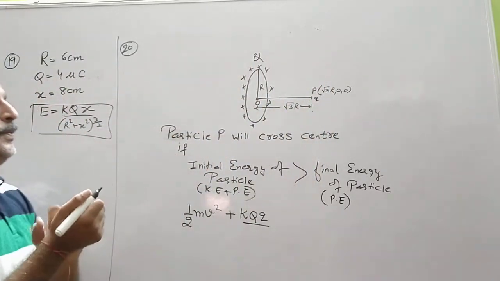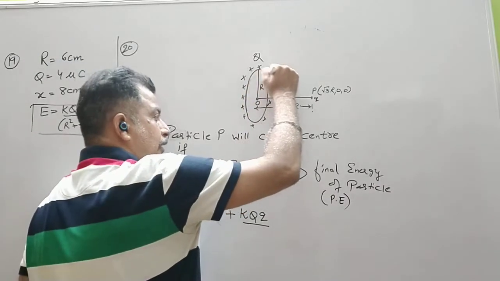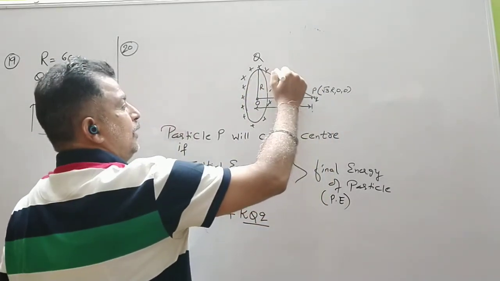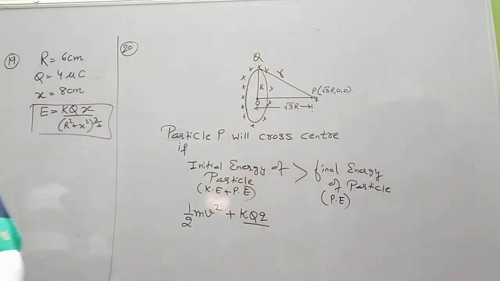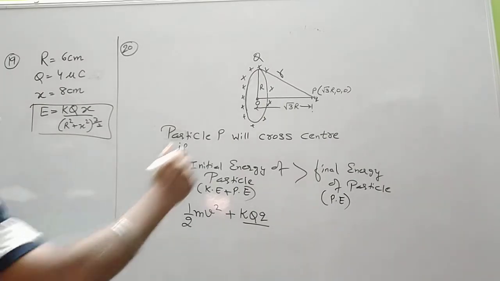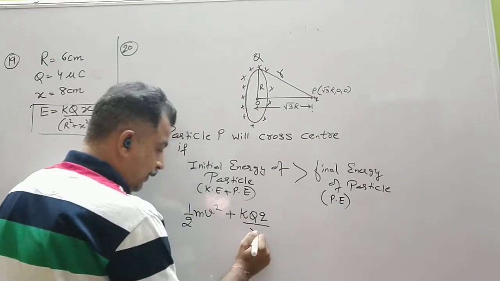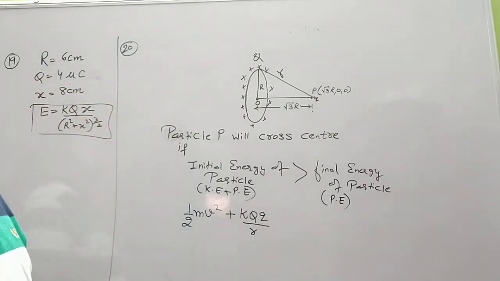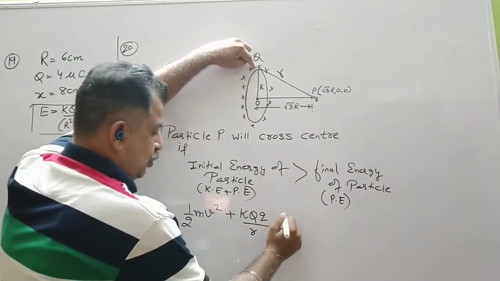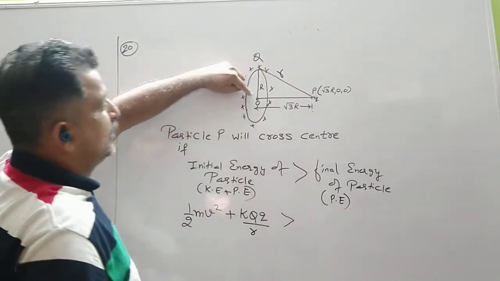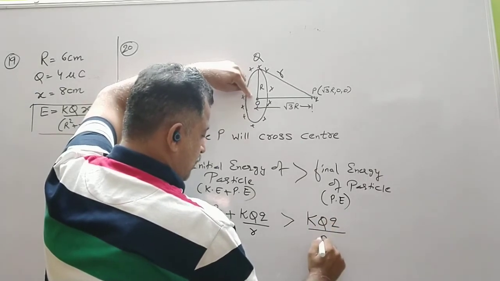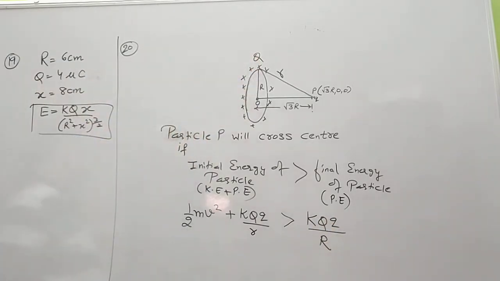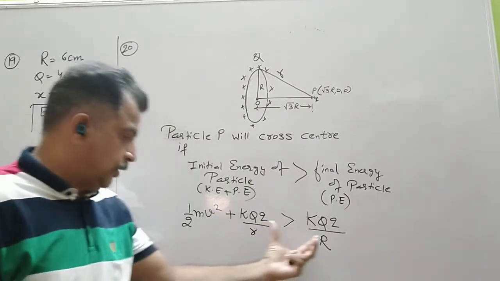This distance, again we have seen in the theory, suppose this is x, this is taken as r. So we have to consider the diametrically opposite end. So the distance should be taken as r. This should be greater than, now when the particle comes at the center, it will be k q. Now the shortest distance is the radius. So this is the condition.